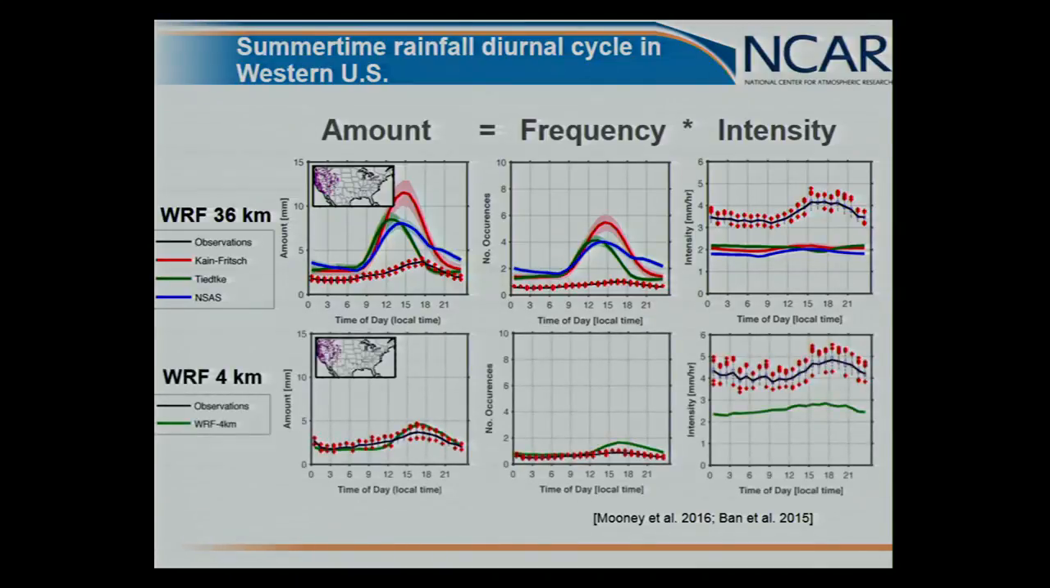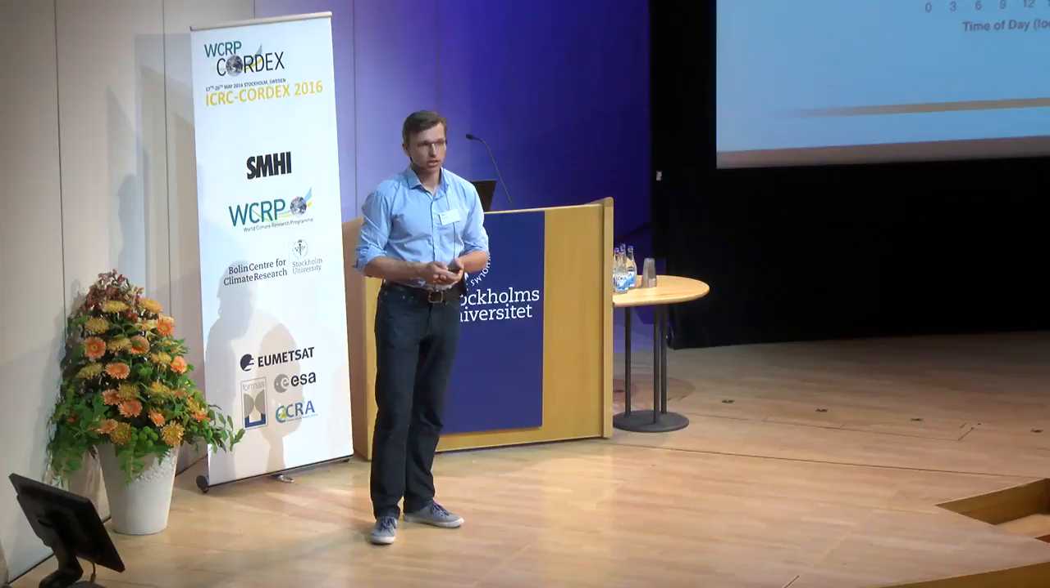And if you look now at the 4-kilometer simulation, you see that the diurnal cycle is really largely improved here. This is because you get a large improvement in the frequency. You still underestimate the intensity a little bit, but I think overall this is a clear added value of the high-resolution simulations.